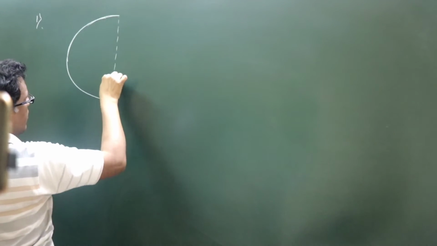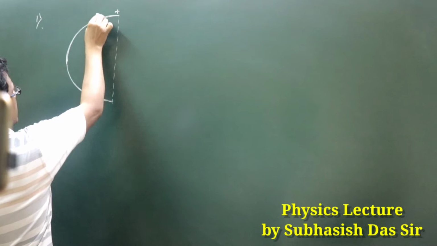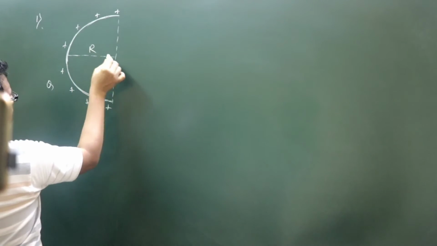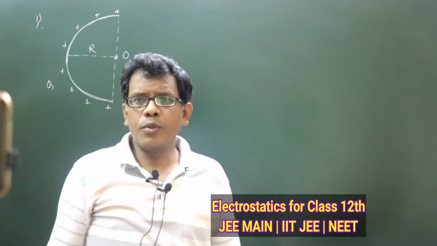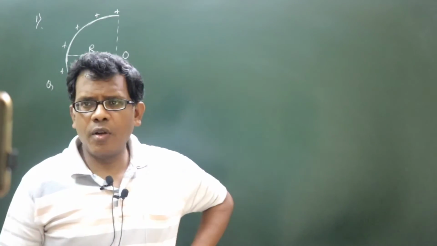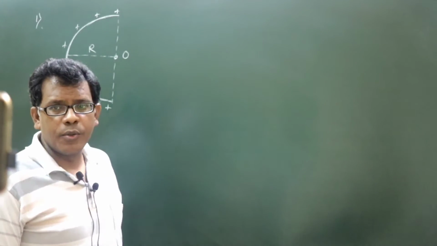Okay, fine, no issue. So first question is, for example, this is a semicircular ring. Let Q be the charge distributed uniformly on its circumference. Total charge is Q. Its radius value is R. And we need to know the electric field at this point O, due to this uniform charge distribution on the semicircular ring.